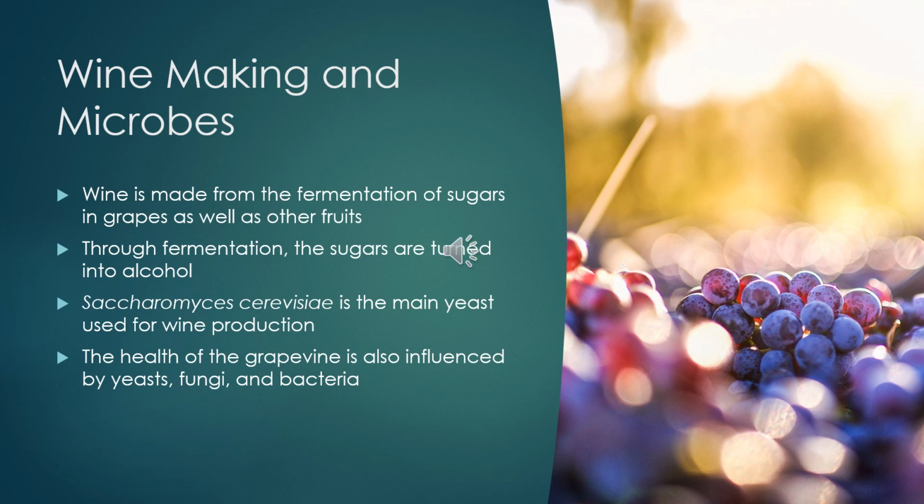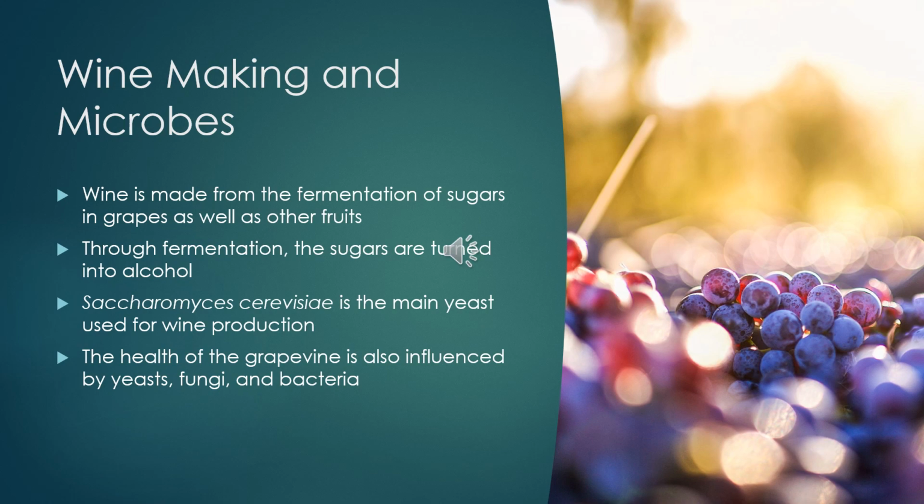Okay, so winemaking and microbes. Wine is made from the fermentation of sugars in fruits. Grapes are the fruit that usually come to mind when we think of wine. Through the fermentation process, those sugars are turned into ethanol. And Saccharomyces cerevisiae is the main yeast used for wine production.